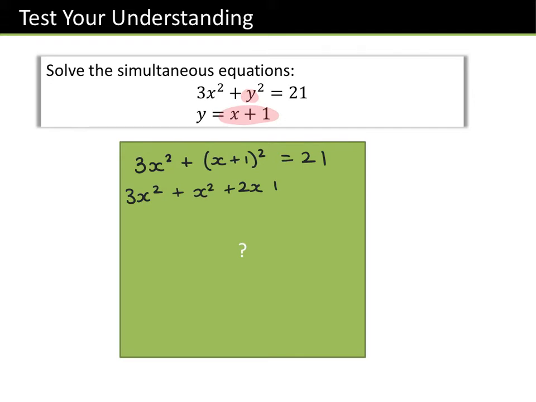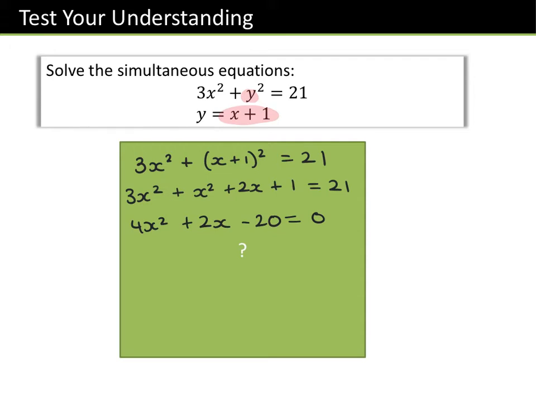Is that right? Well, oh, plus 1. What an absolute silly mistake to make. Sorry, everyone. Go back. Okay, here we go. Plus 1 equals 21. So then I'm going to have 4x squared plus 2x. 1 minus 21 is minus 20. There we go. That's better.